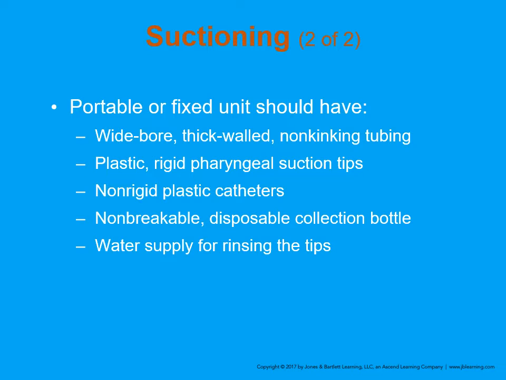A portable or fixed unit should be fitted with the following: wide bore, thick walled, non-kinking tubing; plastic rigid pharyngeal suction tips called tonsil tips or Yankauer tips. They're the best kind of catheters for infants and children. The large diameter plastic tips are rigid and do not collapse. Non-rigid plastic catheters called French or whistle tip catheters are used to suction the nose and liquid secretions in the back of the mouth and in situations when you cannot use a rigid catheter. Also needed are non-breakable, disposable collection bottles and water supply for rinsing the tips.